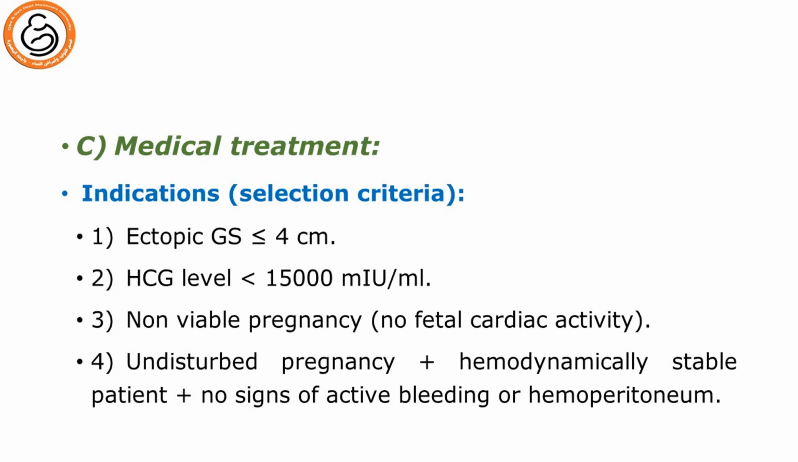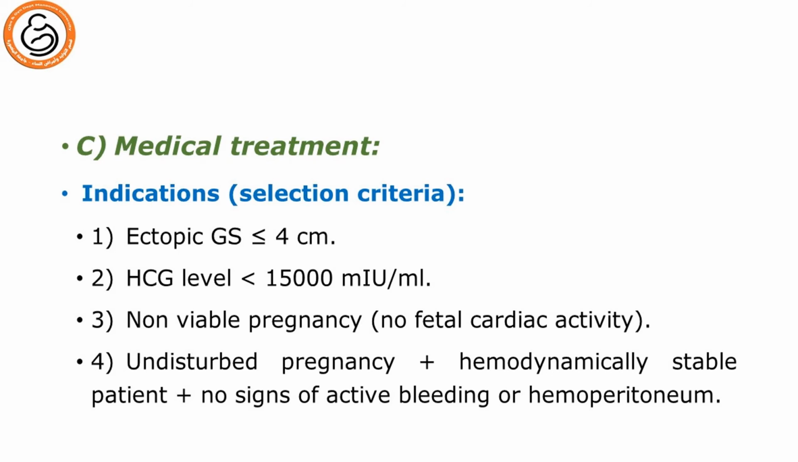For the medical treatment, we have indications, which are the selection criteria, which include an ectopic gestational sac less than or equal to 4 centimeters, HCG level less than 15,000 milli international unit, non-viable pregnancy with no detected fetal cardiac activity, and of course an undisturbed pregnancy with a hemodynamically stable patient and no signs of active bleeding or hemoperitoneum.